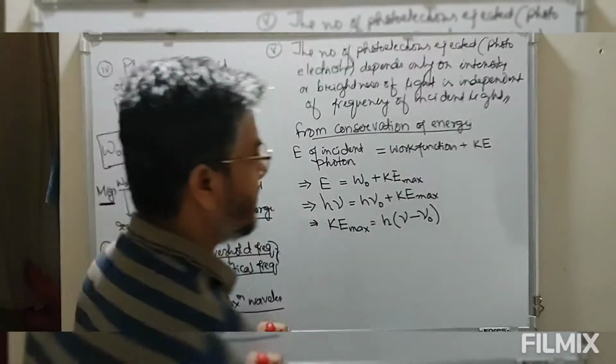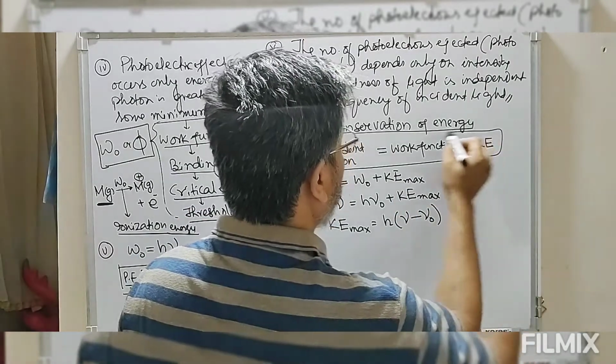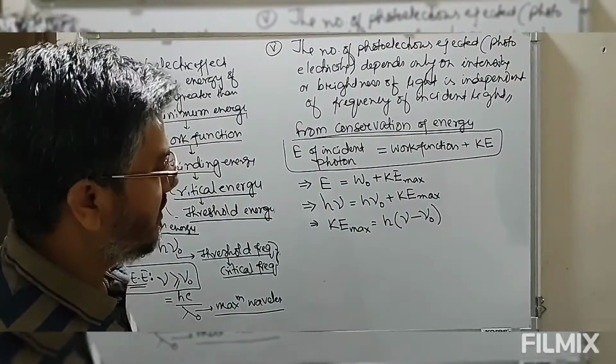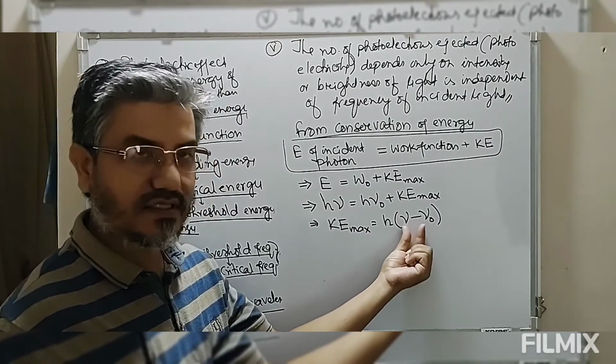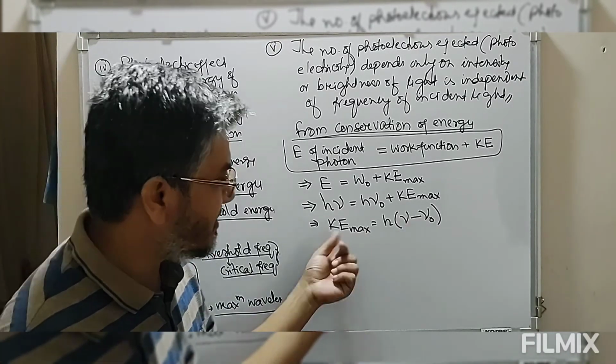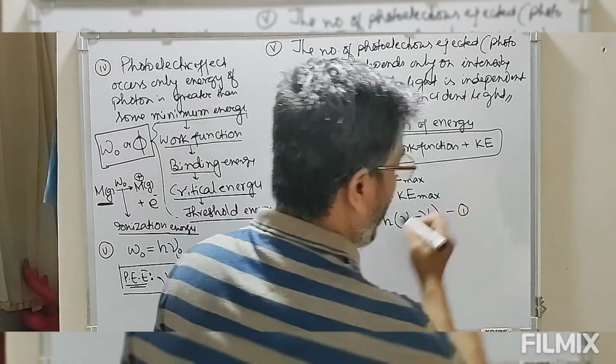So if this is the maximum kinetic energy, now the basic equation is this. Once we have the minimum frequency and the frequency of incident light, we can easily define the maximum kinetic energy that could be obtained. So let's say this is equation 1.